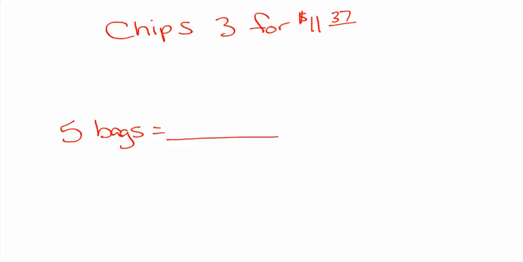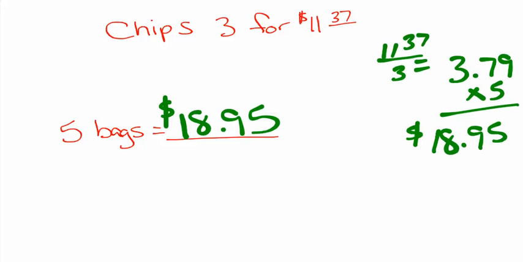Let's say that we are going to buy bags of chips. So chips are on sale, 3 bags for $11.37. I want you to figure out how much it will cost for 5 bags. Pause the video, come back when you have your answer. All right, check your work. So the unit cost was $3.79. So if I wanted to buy 5, it would cost me $18.95.